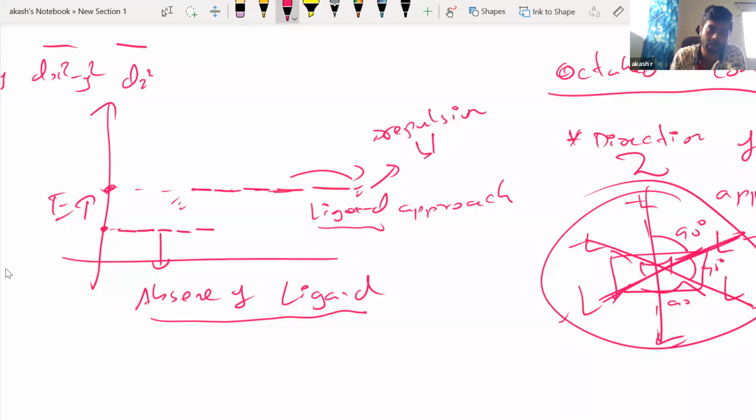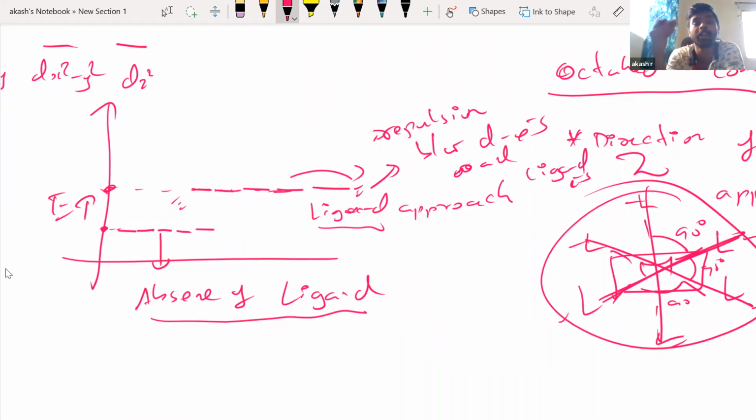Repulsion between what? Repulsion between the d electrons and the ligand electrons. The ligands are going to have some electrons, and the d orbitals are going to have some electrons. So there is going to be huge repulsion between the metal's d orbital electrons and the ligand's electrons. That is the reason why the energy of the orbitals is increasing. Here I have no force, no repulsive force, no attractive force either. But when the ligand is approaching, because of the repulsion between the electrons present in the metal and the electrons present in the ligand, we are going to have an increase in energy.